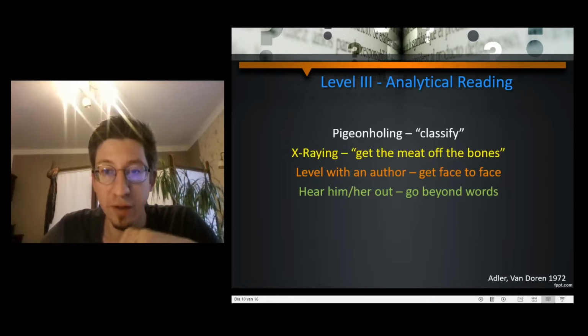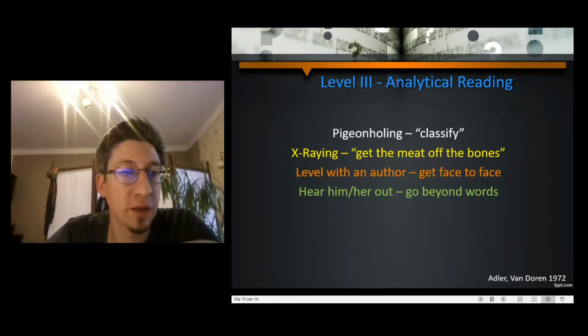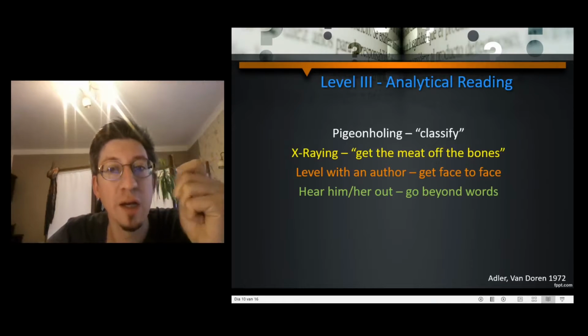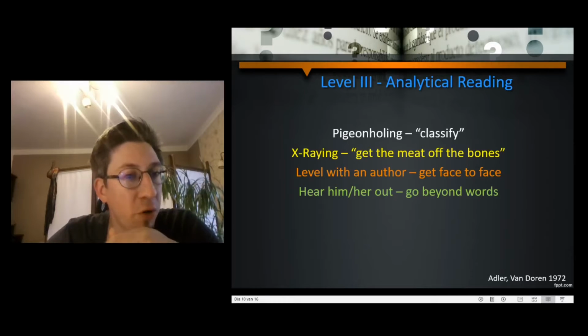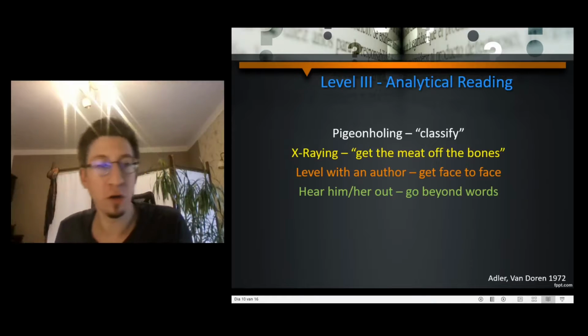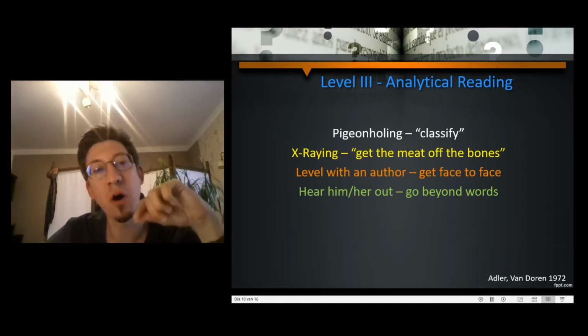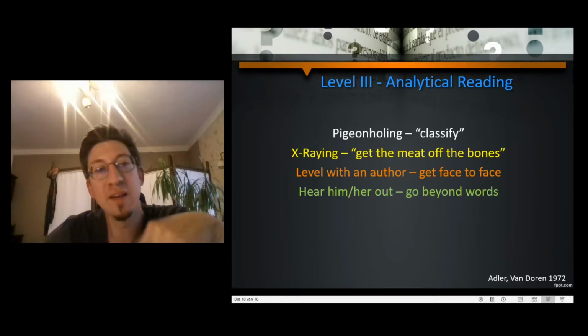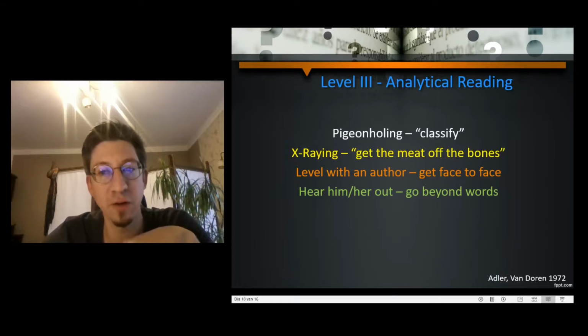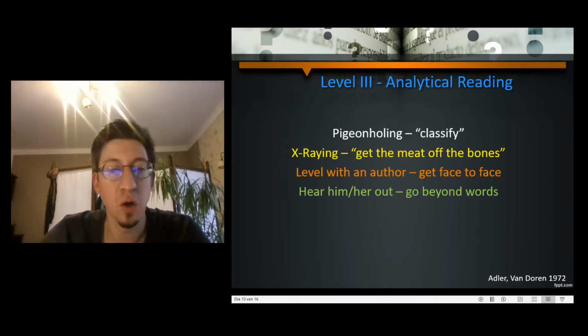So these are the 4 levels. The first one is the pigeonholing, trying to classify what the book is about. Then we have the X-raying, getting the meat off the bones, opening the structure, figuring out how the different parts of a book or a text relate to one another. And then the next level is getting face-to-face with the author. What does the author want to say? So not what he is saying, but what is his or her intention? What is the message they're trying to bring home? And then also, and this is very important, go beyond their words.